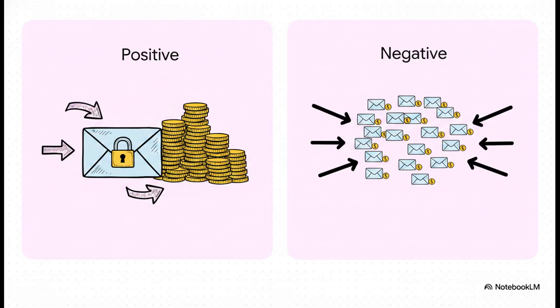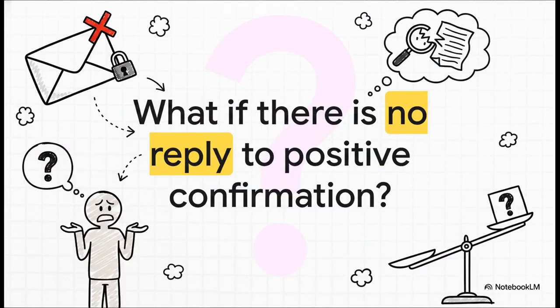A positive confirmation is aggressive. You use it for large balances where you strictly require a reply to prove the debt actually exists. A negative confirmation is much more passive. You use that for a high volume of small balances where you basically assume silence means they agree with the bill.